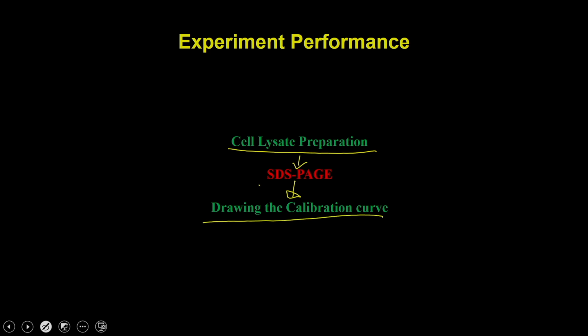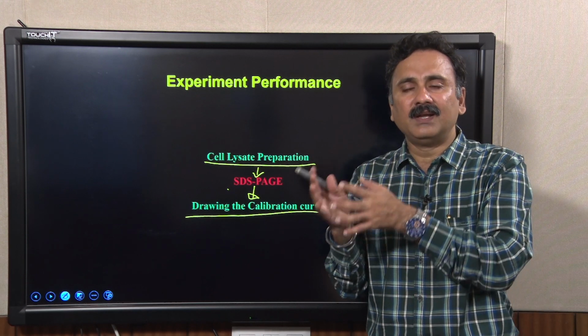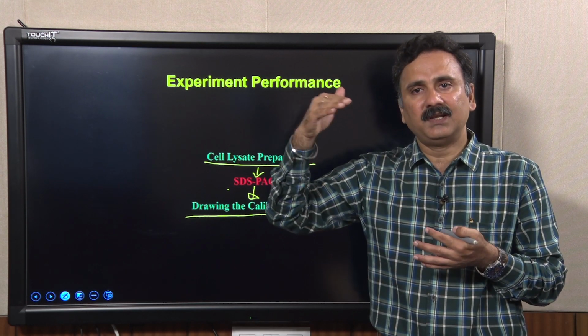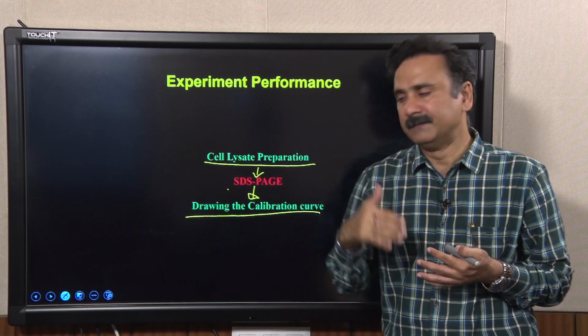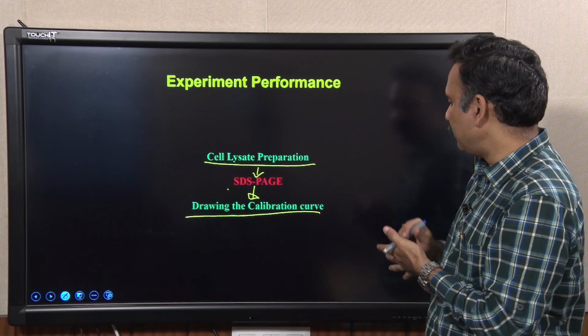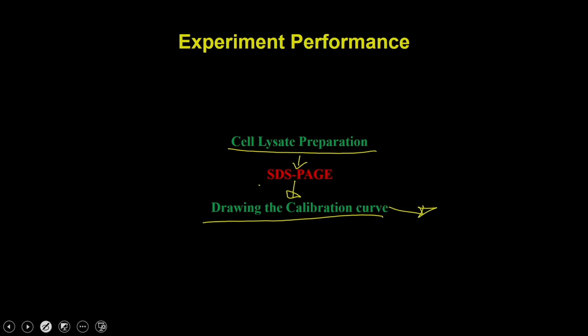The calibration curve is to see how the gel is resolving the different molecular weights of proteins, and that calibration curve can be used to determine the molecular weight of the unknown protein.